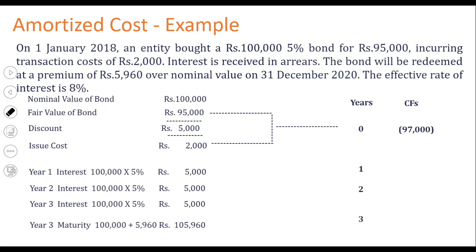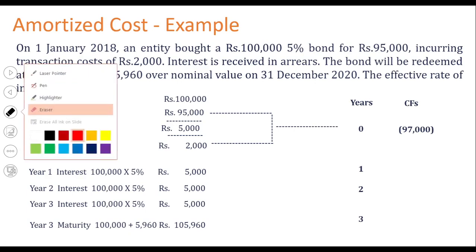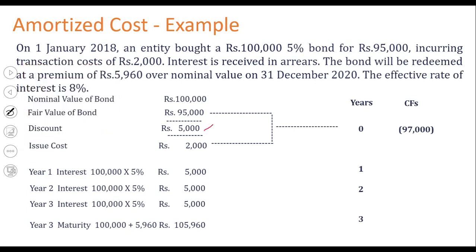I should add to the financial asset. If it is a fair value through P&L asset, what should I do? The transaction cost is charged to the P&L. But here, since this is an amortized cost asset, we add this 2,000 to the 95,000. Clear? Right.